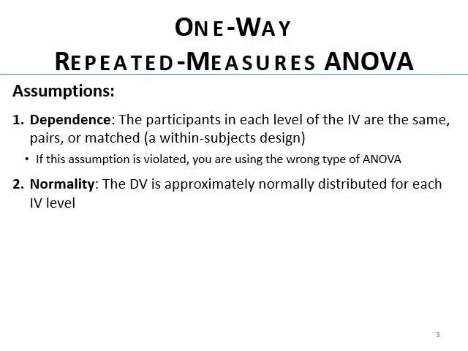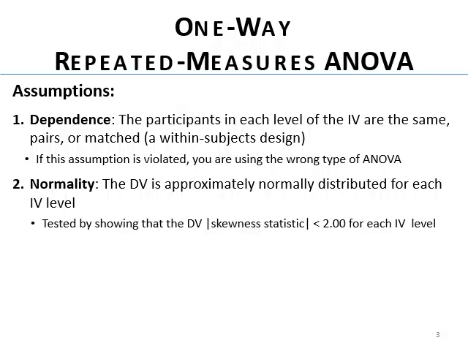So normality, the usual one: the DV is approximately normally distributed for each level of the IV. Okay. So how do we test that? We look at the skewness statistics for the DV for each independent variable group, and you see, is the skewness statistic's absolute value less than 2? If so, cool, normal enough. You want all groups to be normal enough.